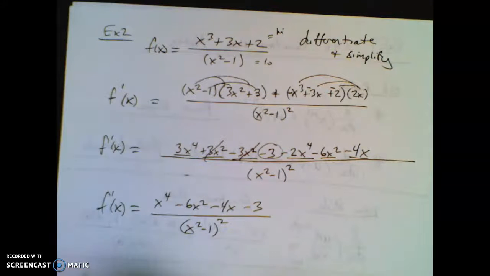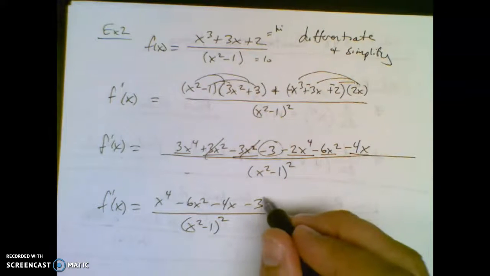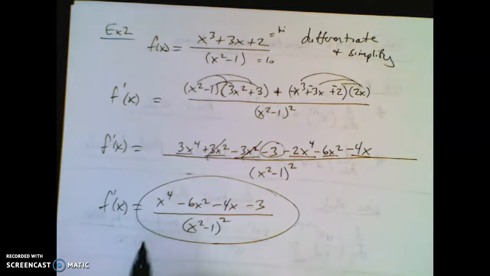And if the top factored further, you would, but it's a difference of 2 squares. It doesn't, or not difference of 2 squares. You could try factor by grouping, but it doesn't work. So that's it. That's simplified. That is the equation of the slope of this line at any point, which is crazy that we can find that. It's actually pretty neat.